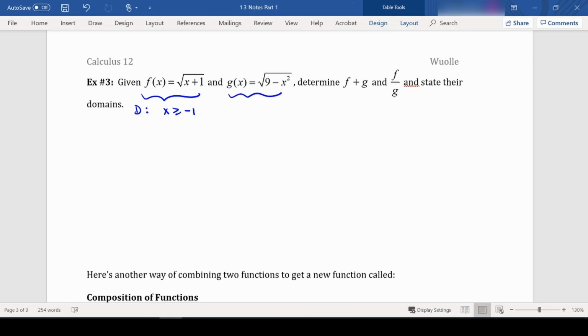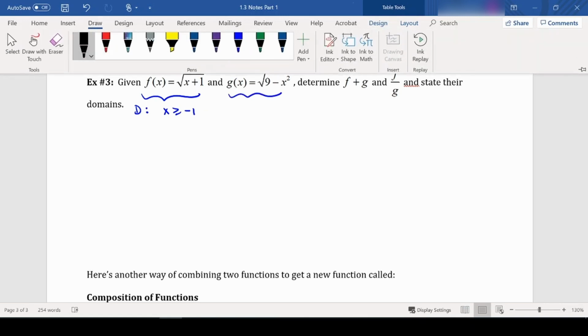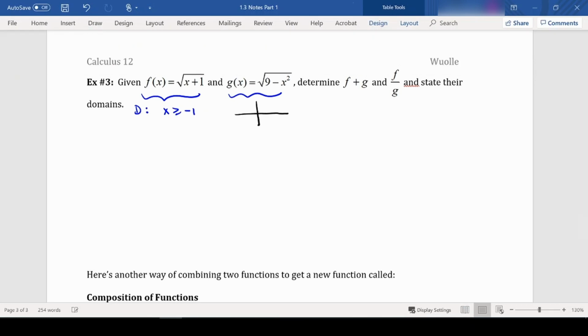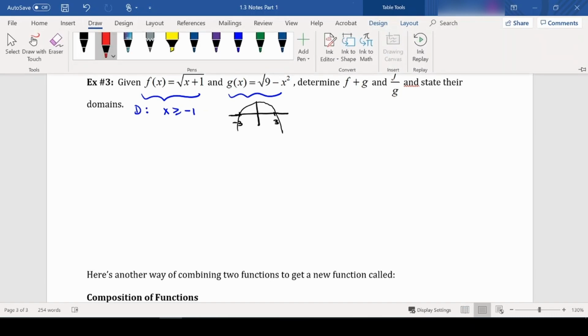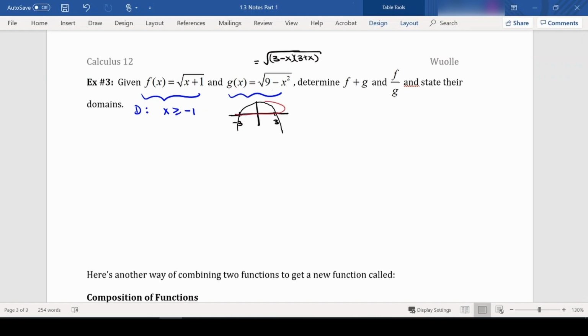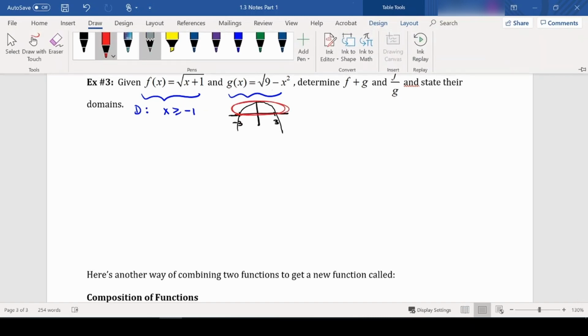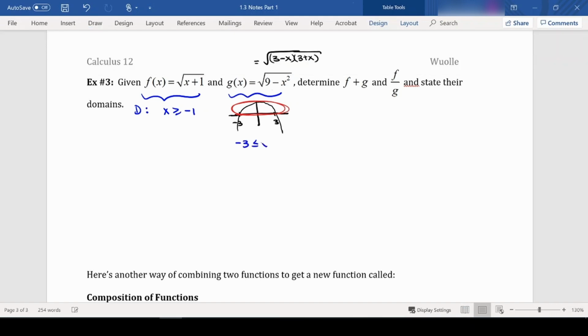Your domain of this second one, most people have a hard time with this. I would rewrite this. I would say, well, I know that this is equal to root 3 minus x and 3 plus x. Okay. My x-intercepts would be -3 and 3. The quadratic inside is like an upside down parabola because the x squared is negative. And I know that in order to square root it, I have to be square rooting positive values, which would be all these values. So therefore, my domain would be between -3 and 3.